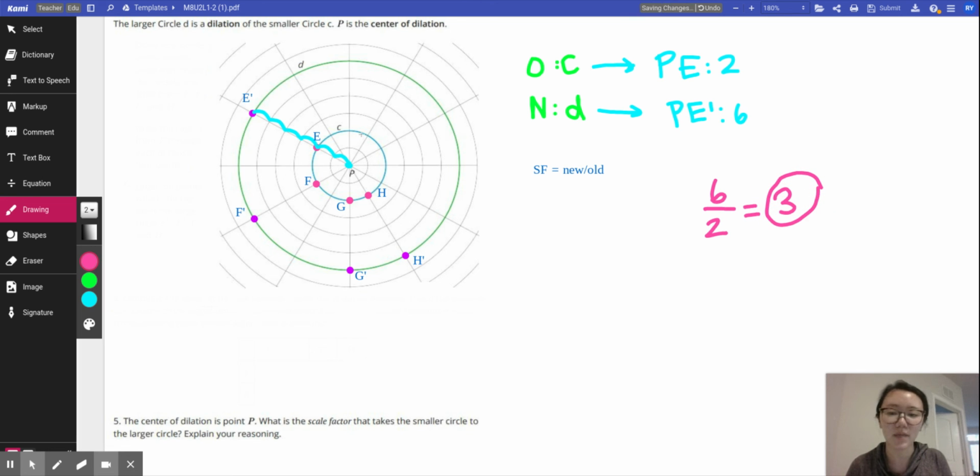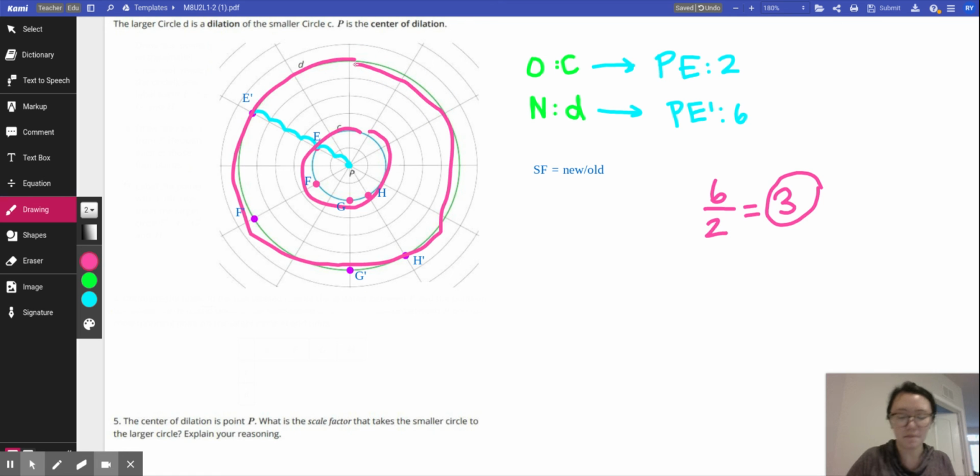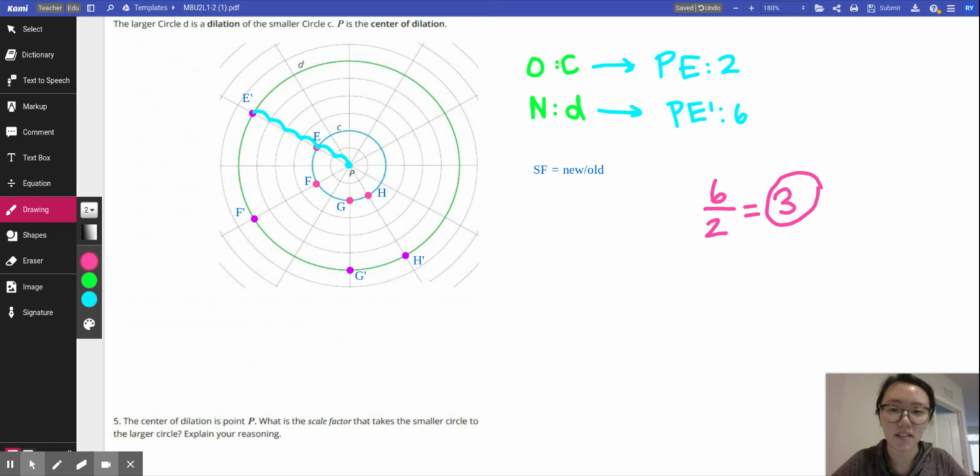And that makes sense because our pre-image was smaller and our new image was bigger. Whenever something is dilated to be bigger, the scale factor is always going to be larger than 1. It's not always a whole number, but it's going to be larger than 1.